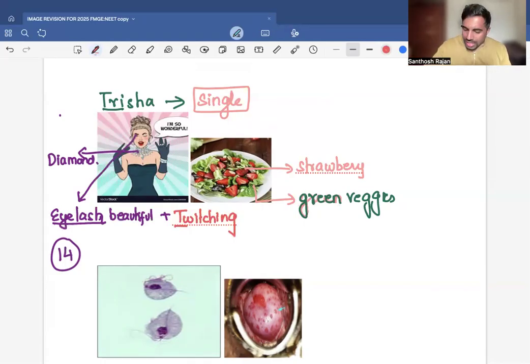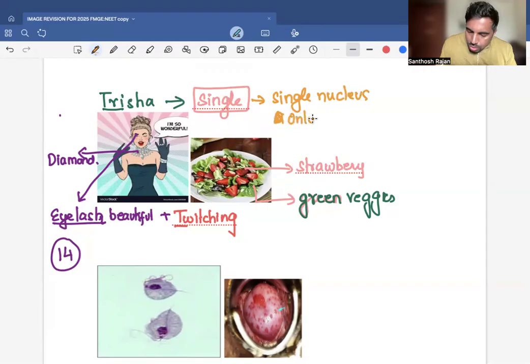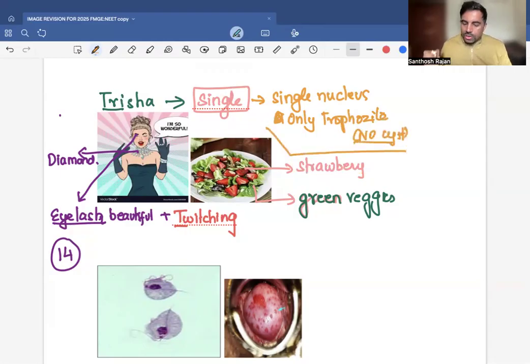So what I meant to say is that this is very important, because I said single, single, single because it has only a single nucleus. And you have only a single trophozoite, I mean only trophozoite, no cyst. That means she doesn't have a partner. Only trophozoite, no cyst. So two very important points. They'll ask you, so don't ever forget. So that's the question.